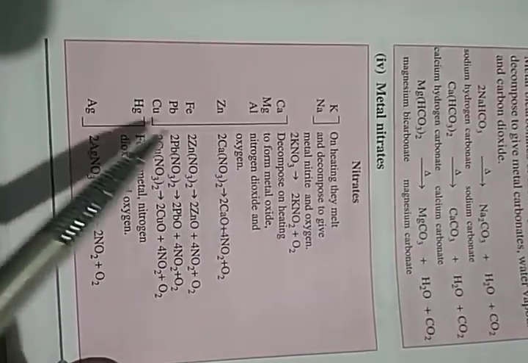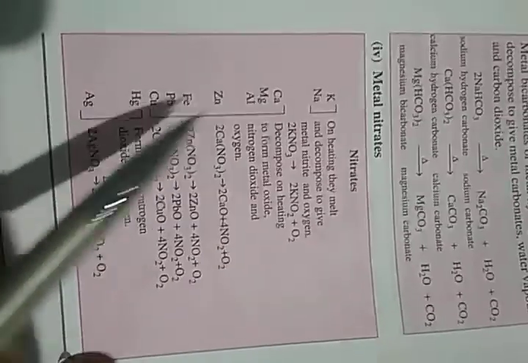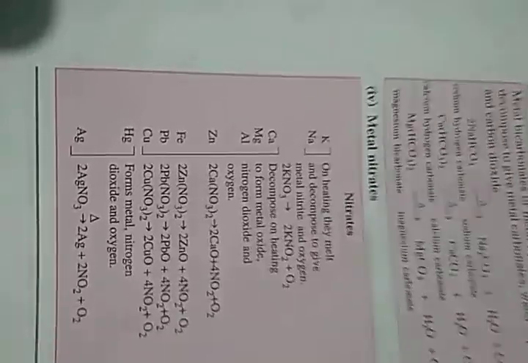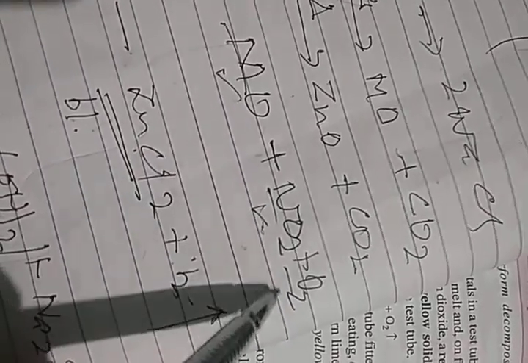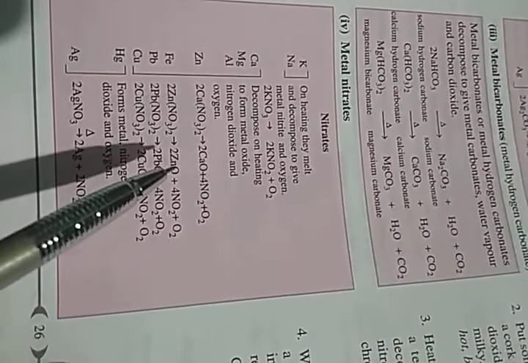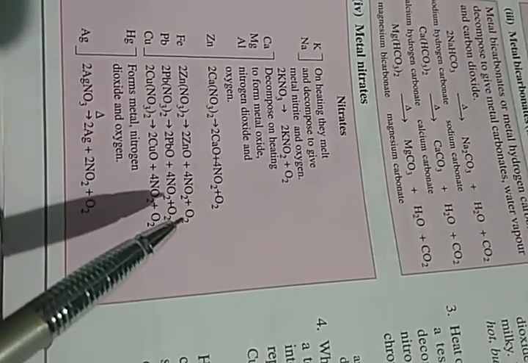But from calcium up to copper, what is our concept? When any metallic nitrate is heated, it forms metallic oxide, nitrogen dioxide and oxygen. Here you can see zinc oxide, nitrogen dioxide and oxygen are produced.